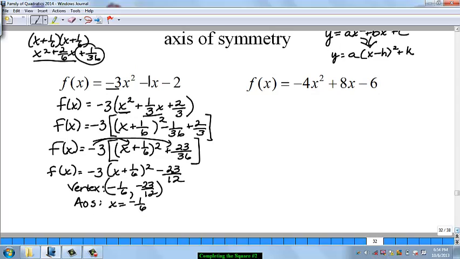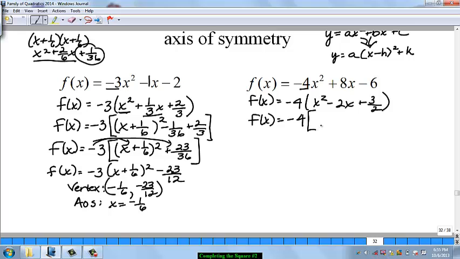Okay, let's try it again with this negative 4 in front here. So I've got f of x equals, so our original formula was negative 4x squared plus 8x minus 6. So the first thing we do is take out the negative 4. When I do that, I have x squared, and then it's going to be minus 2x plus 3/2. Now the negative 4 is going to hang out while we complete the square.